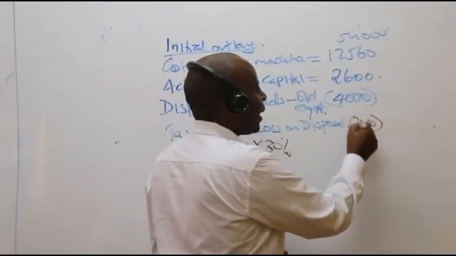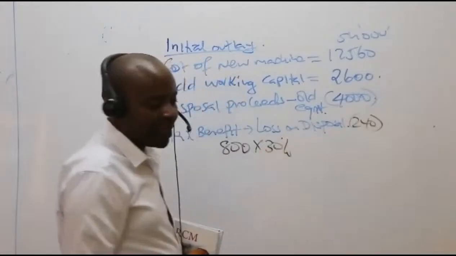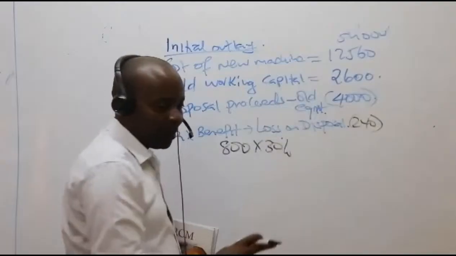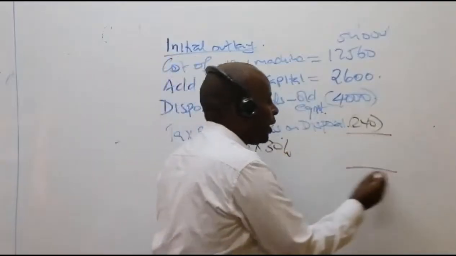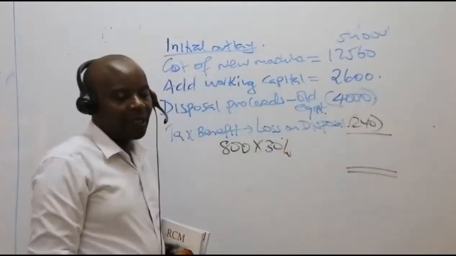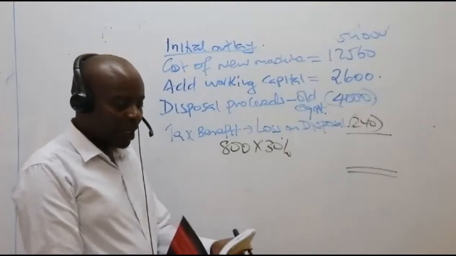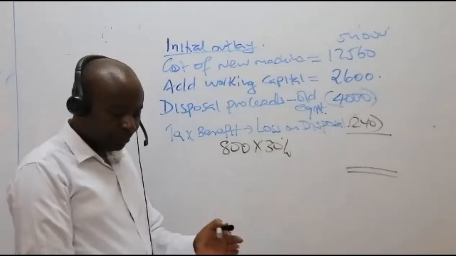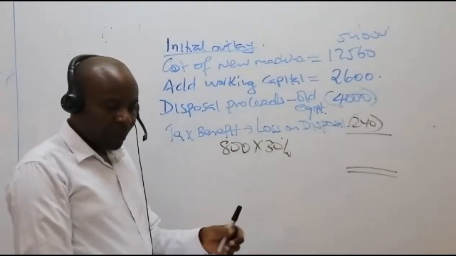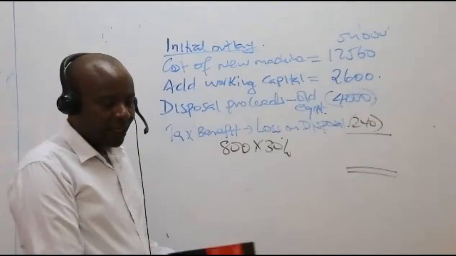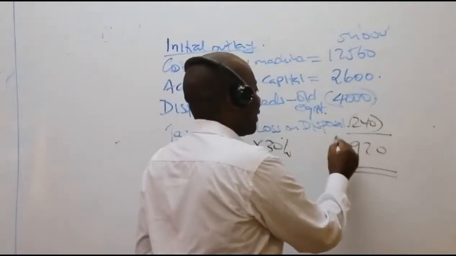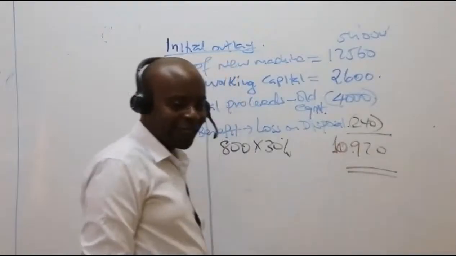240. Because it's a benefit, it has to be taken as a negative, because we are putting these figures in a cost statement. So at the end of the day, what figure are we looking at as our initial outlay? Someone is giving me a figure of 10,920. 10,920. And there is a student who got this figure correct.